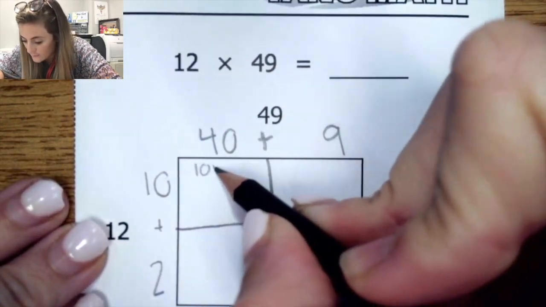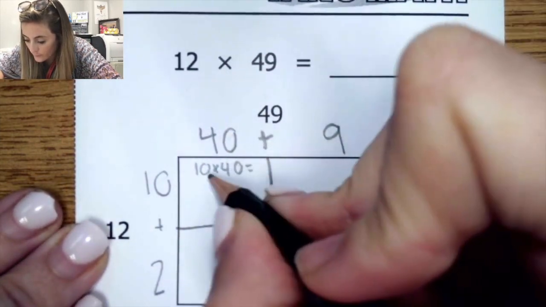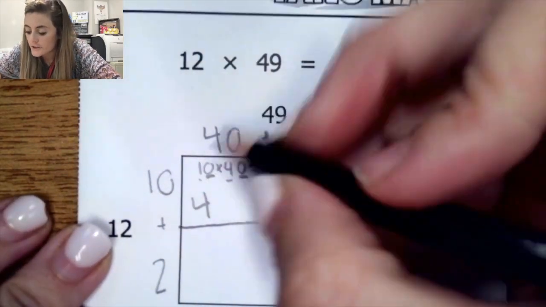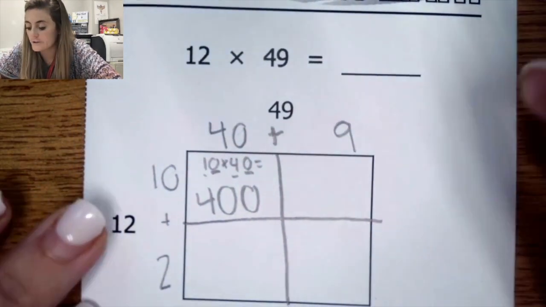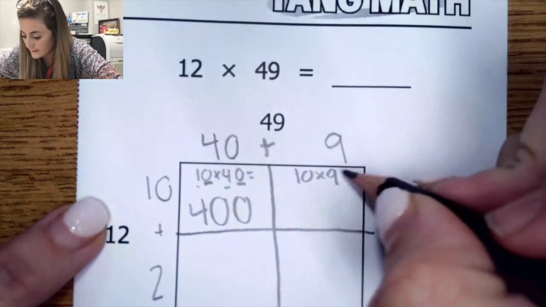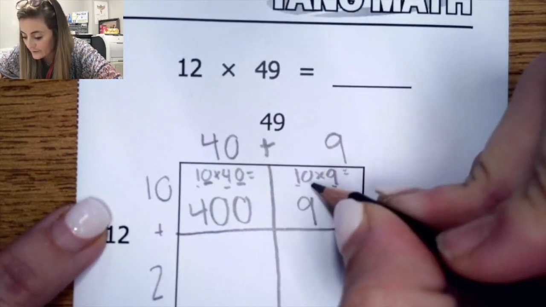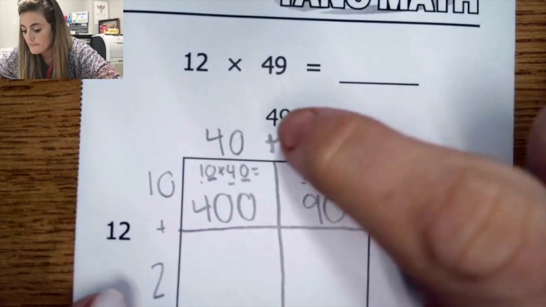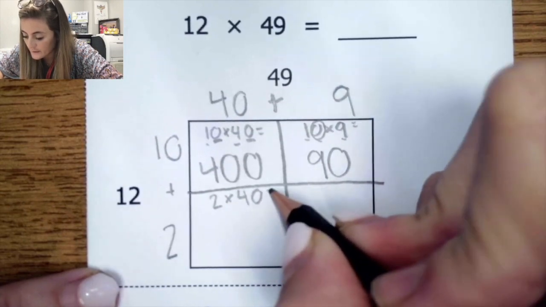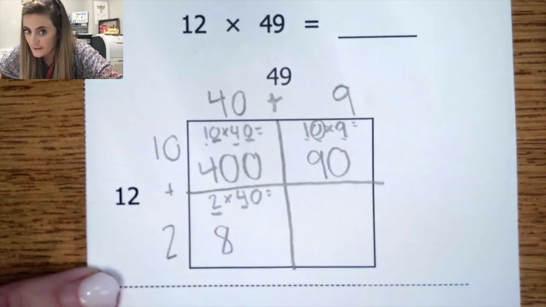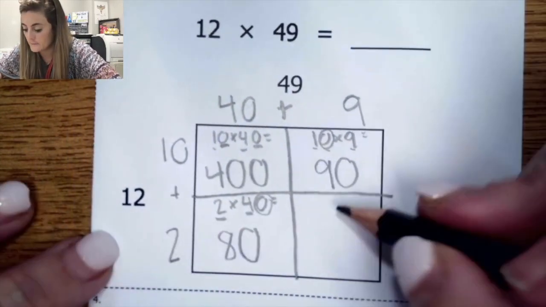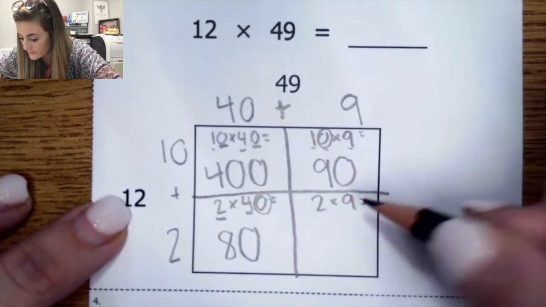So 10 times 40. Well, I know that 1 times 4 is 4, and then I have 2 leftover zeros in my equation, so that is 2 zeros here, so 400. Next is 10 and 9, so 10 times 9, and I know that 1 times 9 is 9, and I have 1 leftover zero, so it's 90. Then 40 and 2, so 2 times 40, and I know that 2 times 4 is 8, and then I have 1 leftover zero, so it's 80. And finally, I have 2 times 9, right? 2 times 9 is equal to 18.